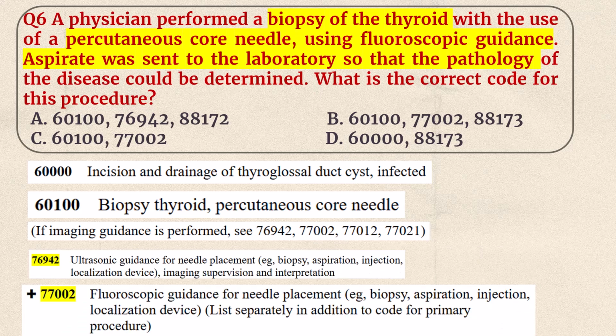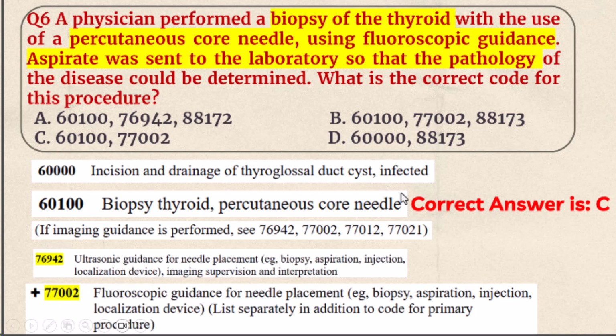When you go to the code 76942, that is ultrasonic guidance. But in our case, this is fluoroscopic guidance. So when you go to the other code, that is 77002, that is fluoroscopic guidance for needle placement. So it is an additional code. You can see the plus mark. So you have to code the main code, that is 60100, and 77002. So the correct answer is C.